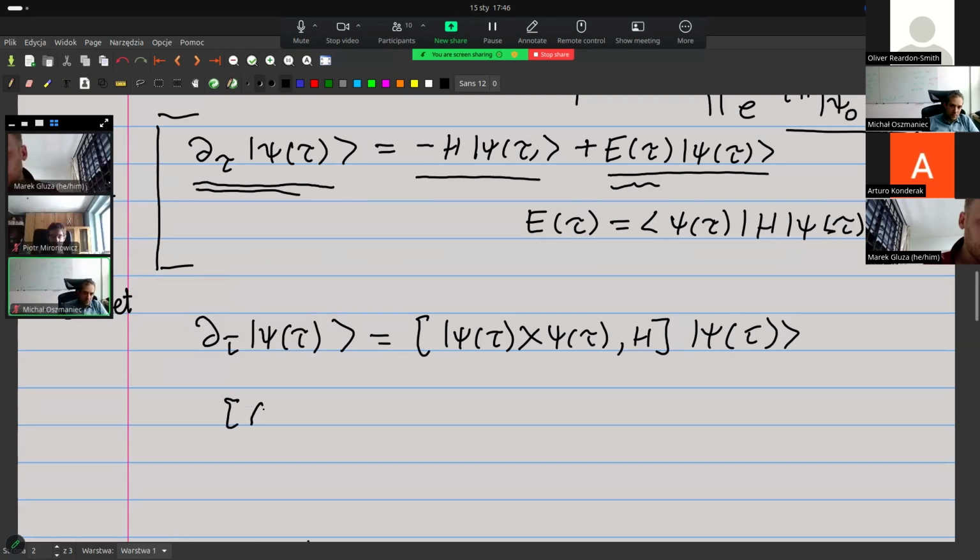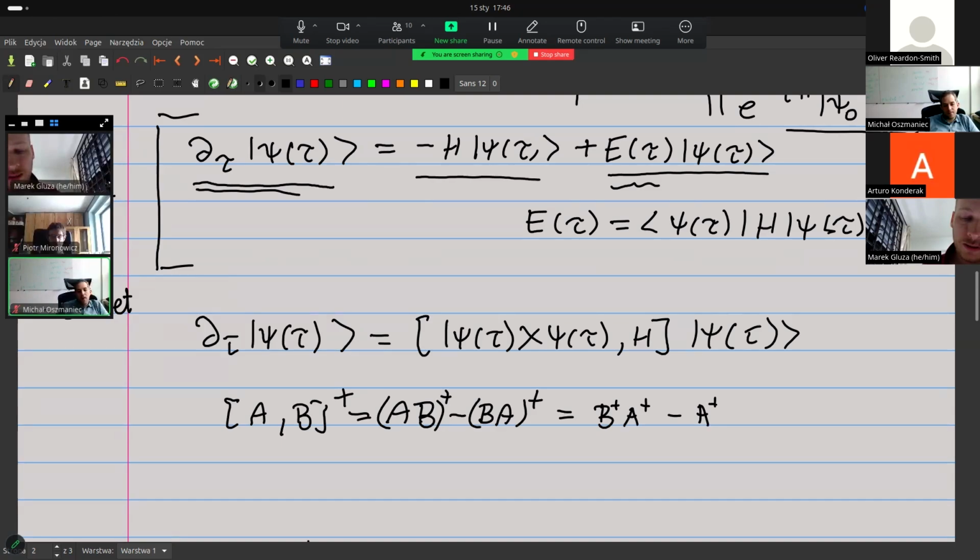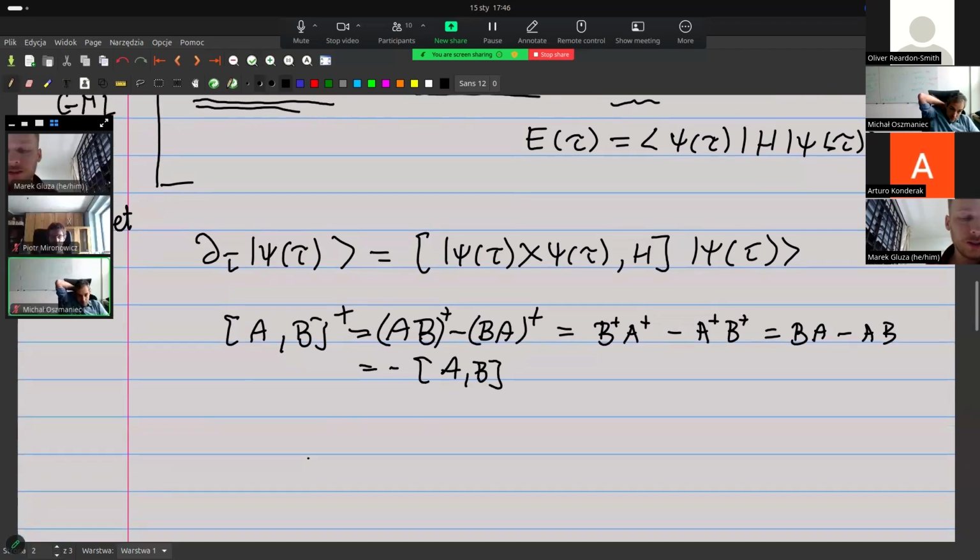If I take a commutator of A, B, where those two are Hermitian operators, and I want to take the Hermitian conjugate of this operator, then I will have B dagger A dagger minus A dagger B dagger. And if they are Hermitian, then I have BA minus AB, which means that I have minus the commutator AB. So a commutator of two Hermitian operators is anti-Hermitian.